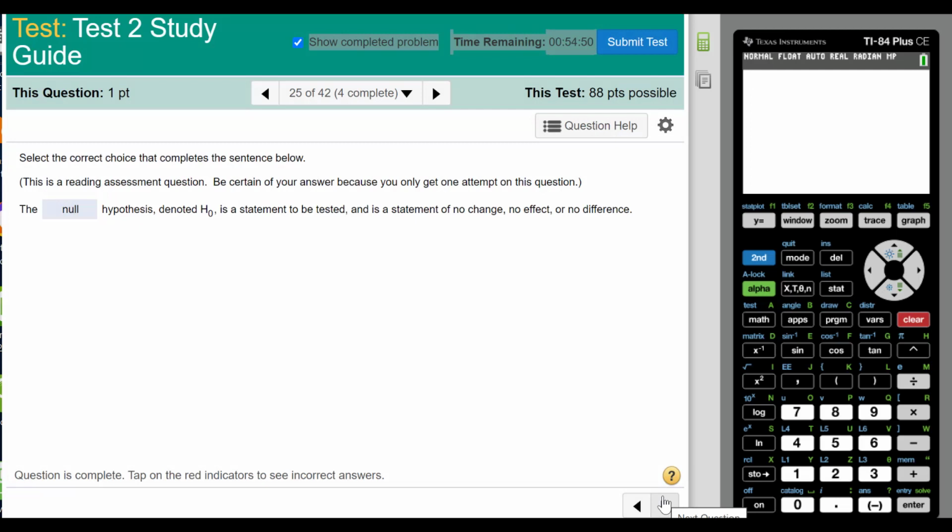Select the correct choice that completes the sentence below. The null hypothesis denoted H0 is a statement to be tested and a statement of no change. That's why we have the equal sign always in the null hypothesis. No effect or no difference.